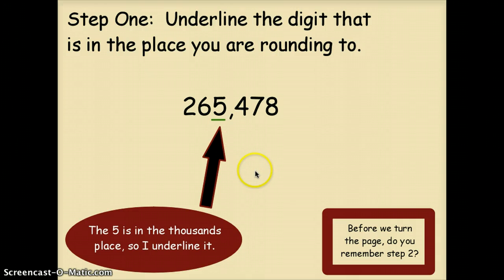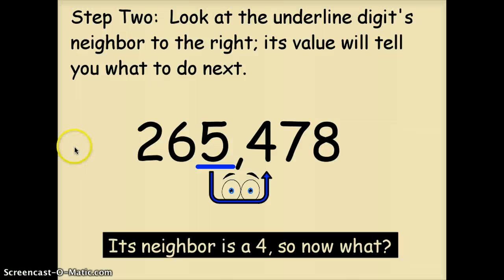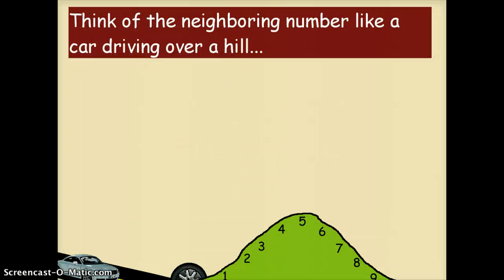Do you remember step 2? Step 2 said to look at the underlined digit's neighbor to the right. Its value will tell you what to do next. A common mistake is to look to the left. Remember that right is right and left is wrong in this case. Its neighbor is 4, so now what?